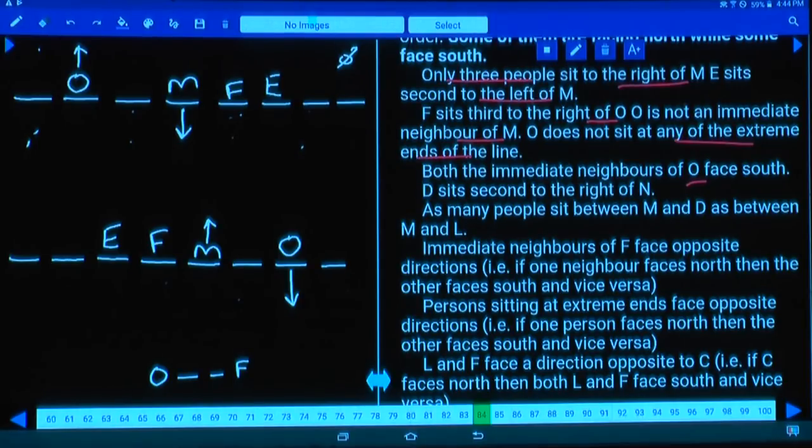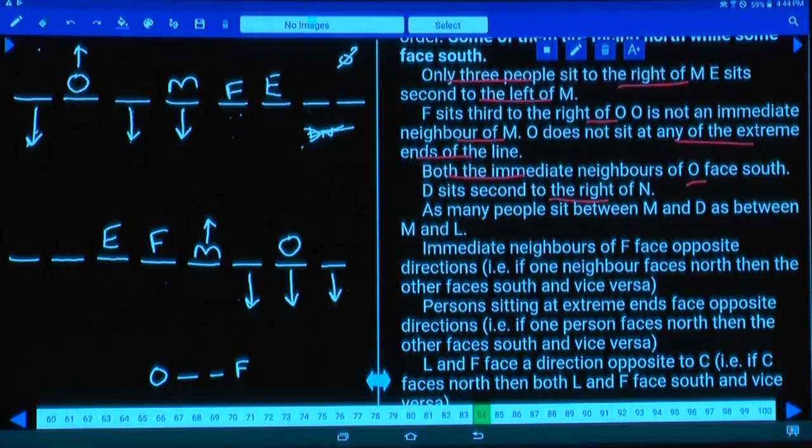As both the immediate neighbors of O face south, in case 1, these 2 persons are facing south, and in this case 2, these 2 persons are facing south. And both the immediate neighbors of O face south. D sits second to the right of N. As D sits second to the right of N, D and N cannot be in these 2 places. Are you agreeing with this or not?